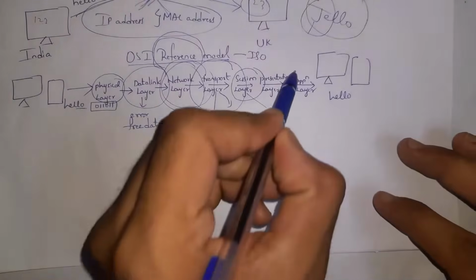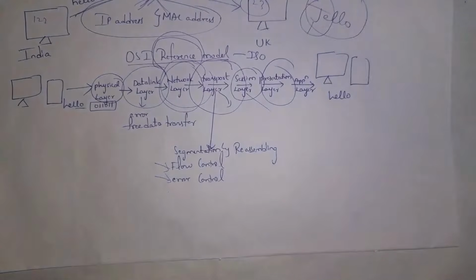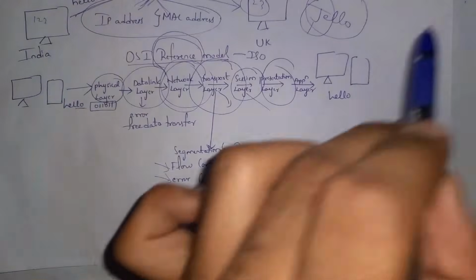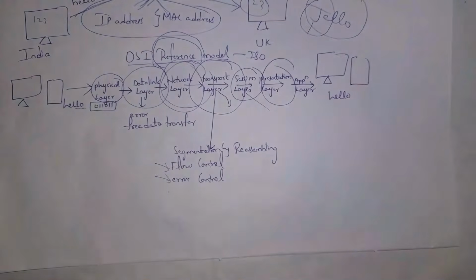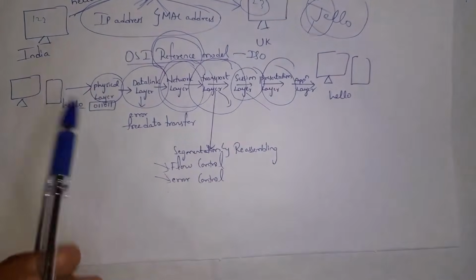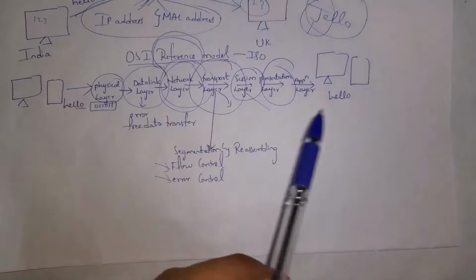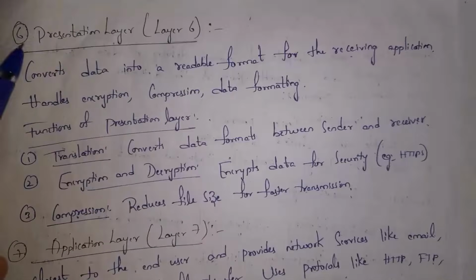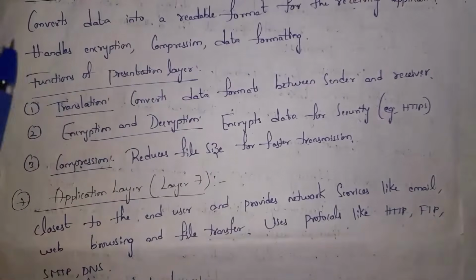And the next one is the presentation layer. The name itself says presentation layer. That is nothing but presenting our data in a readable format. Normally, the physical layer will convert our data into zeros and ones. But after reaching the destination, this person must read the hello message. So the presentation layer will convert our data into a readable format. That is, it will convert zeros and ones into text. The presentation layer converts our data into a readable format, and it also provides security. These are the functions of the presentation layer.